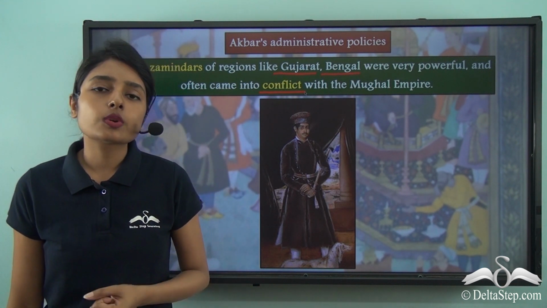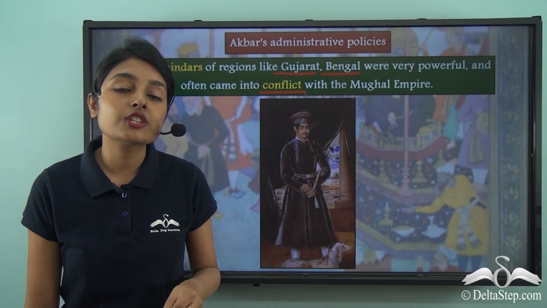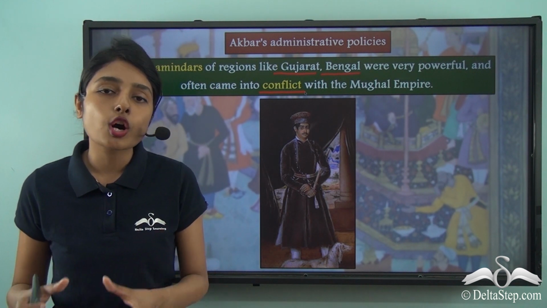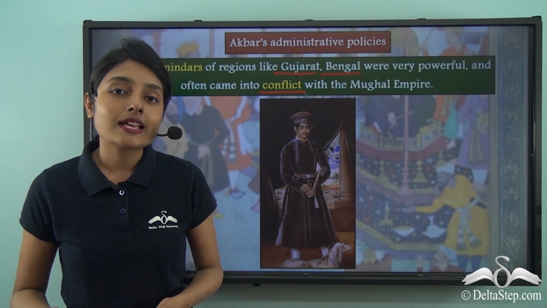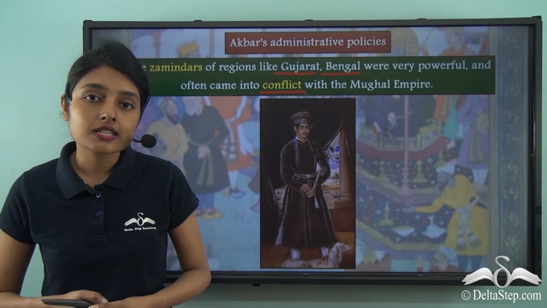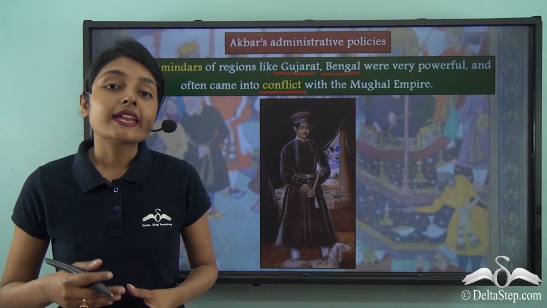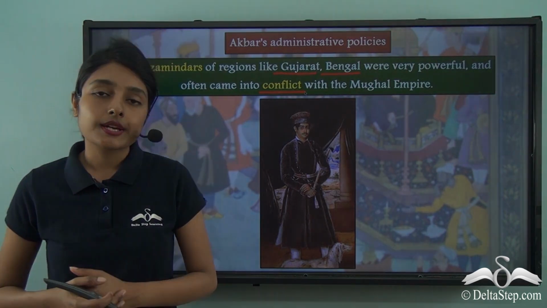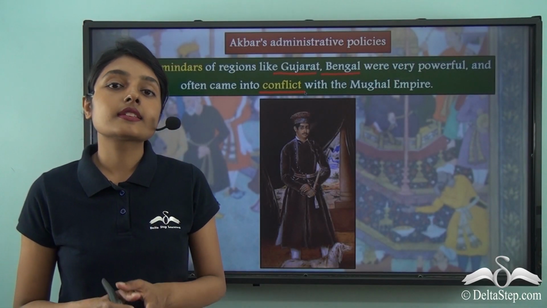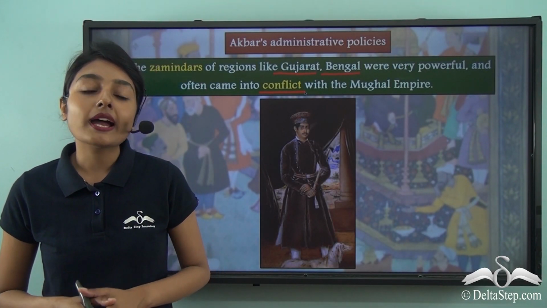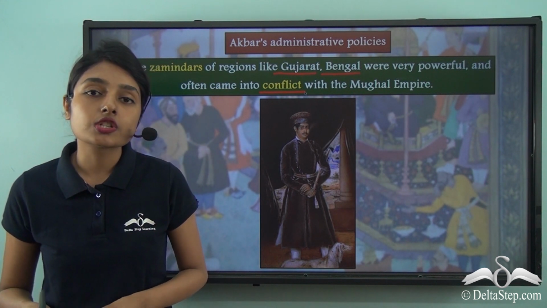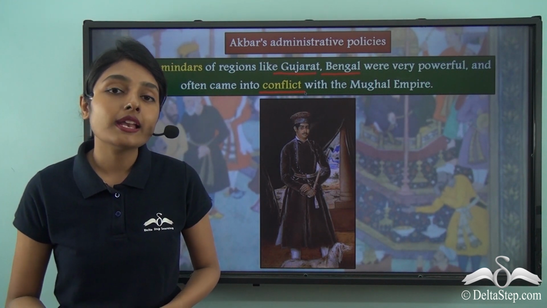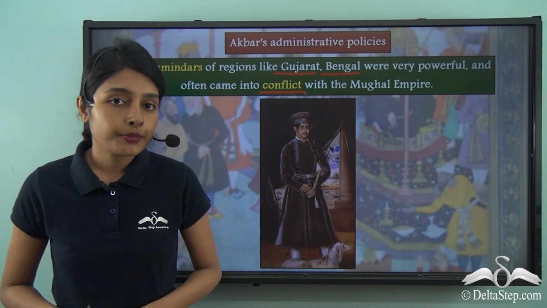These zamindars were of the opinion that when the administrators came to survey the crops, the yield as well as the areas that were cultivated, these people exploited the peasants there. And in many cases, the zamindars were joined by the peasants of certain regions to rise in rebellion against the Mughal emperor.